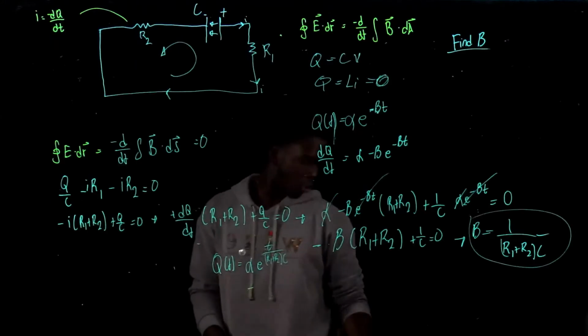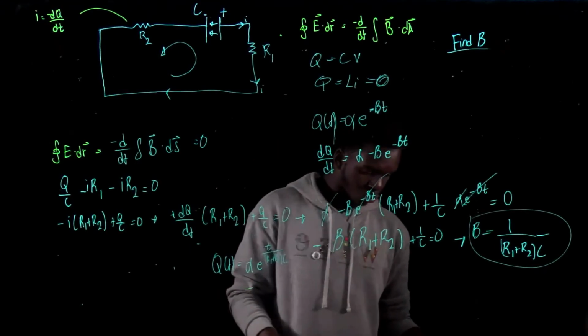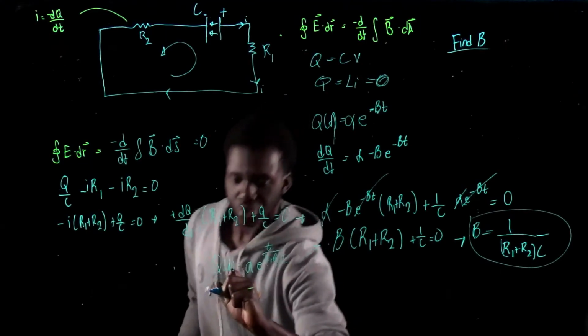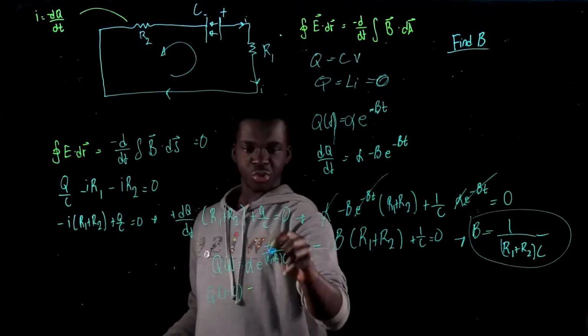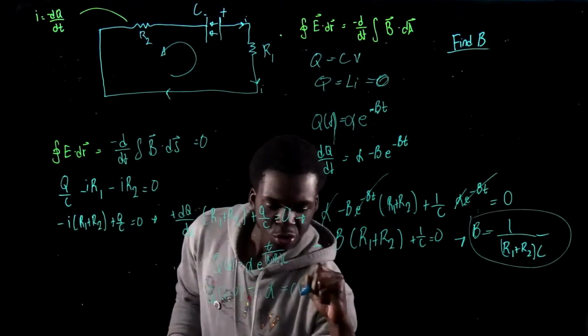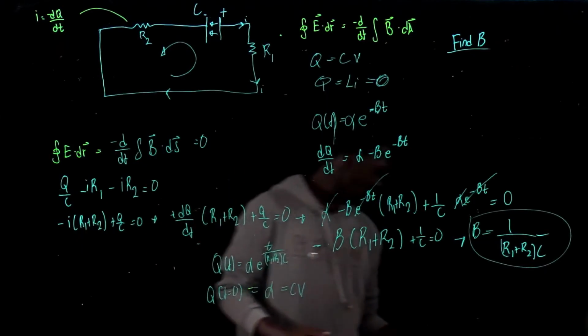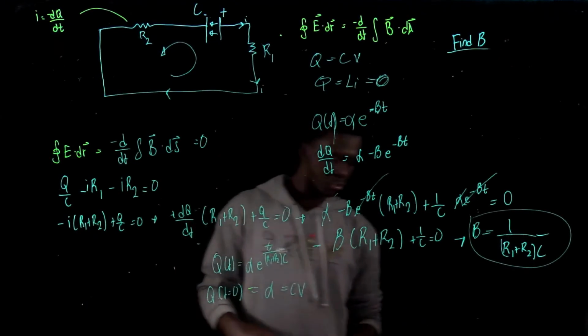And we know at T equals 0, Q is going to be equal to CV. So at T equals 0, it's going to be alpha. You know this is alpha, and this is equal to CV because at T equals 0, the switch is moved to position B, so it's charged at a regular CV.